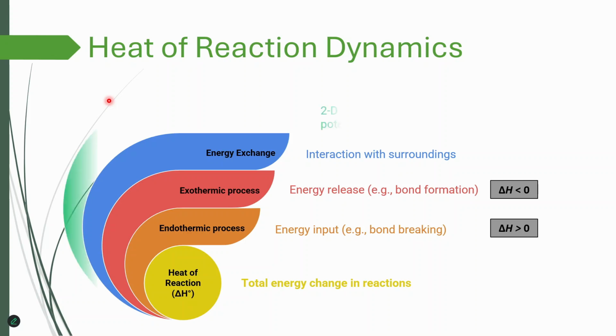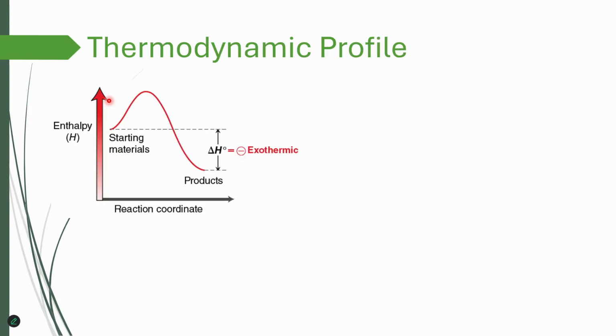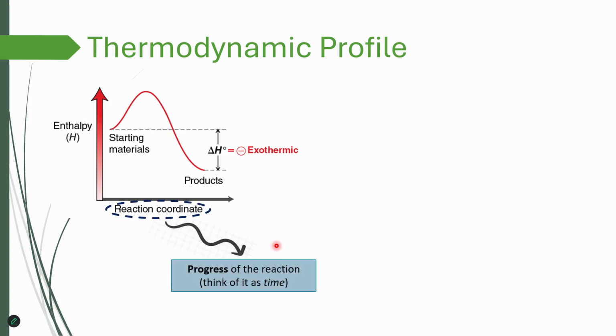All of this can be best described by the thermodynamic energy profile of the reaction. It's basically a 2D graph of reaction progress versus potential energy. And this is just one example. As you can see, on the y-axis we have enthalpy. In some other thermodynamic energy profiles, you can see potential energy. For the specific purpose of chemical systems and reaction thermochemistry, it's not very important to distinguish potential energy and enthalpy. And here on the x-axis, we have the reaction coordinate. You can think of it as time. So it's basically the progress of the reaction. We are starting from starting materials and going to products through the transition state.